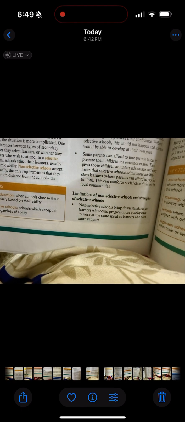Strengths of non-selective schools and limitations of selective schools. Non-selective schools allow equality of opportunity. All learners study the same subjects and have an equal chance of succeeding.